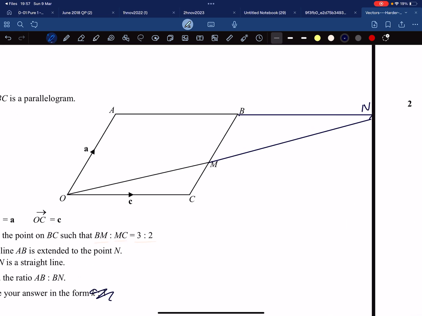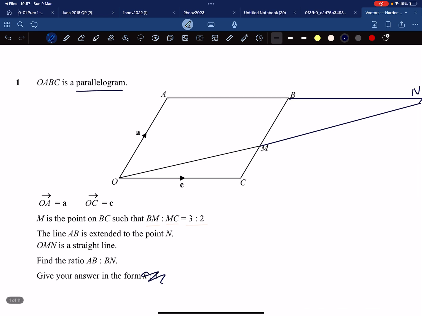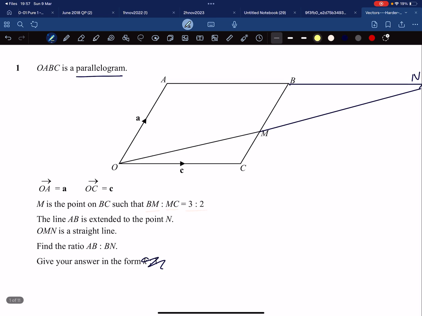First thing that you would do in any vectors question is, because it's a parallelogram, if this is A, CB is also going to be A. So this side is going to be A. And I know AB is going to be C, because opposite sides are equal and parallel.